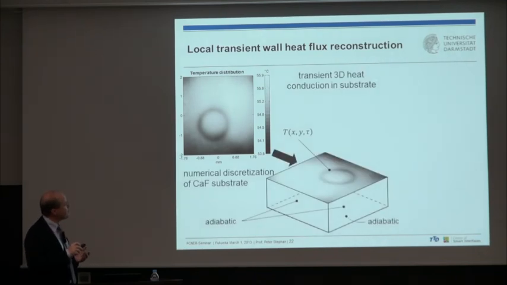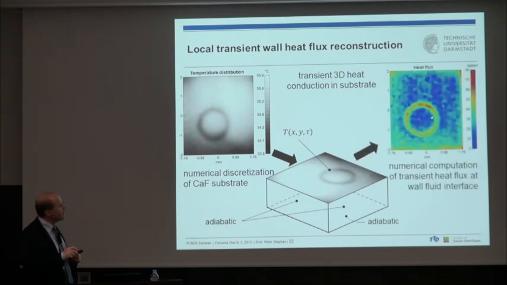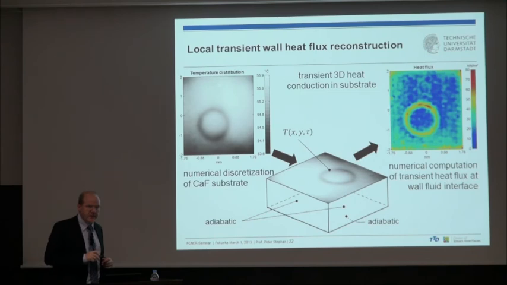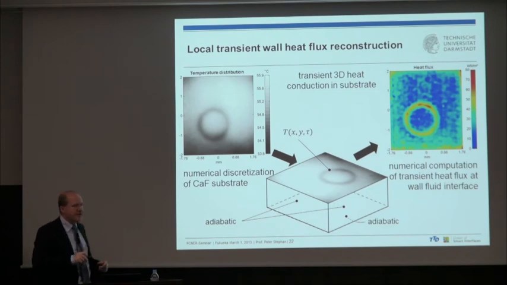We take a transient 3D conduction numerical simulation in the substrate. So we discretize our heater, our entire heater. We have low pressure around the heater here, so we have almost adiabatic conditions around the heater here. We know the temperature profile in space, x and y, and in time, tau here, and we use this as a boundary condition, and from that we can then calculate the heat flux profile. So this is the measurement data, and with a numerical procedure we get out of the temperature distribution, we get the heat flux distribution.